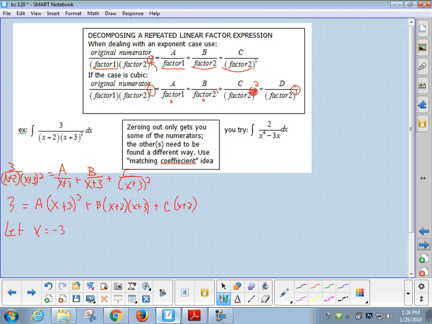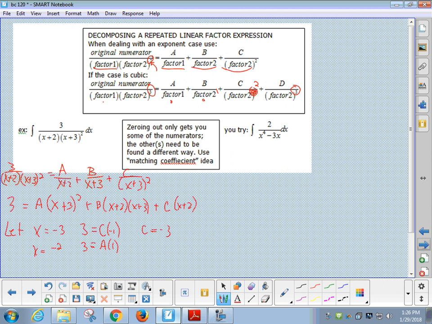Okay, if x equals -3, then I get 3 equals a drops out, b drops out, and c times -1, implying that c is -3. That seems fine. Let x equal -2. 3 equals a times 1, and the b and c drop out.